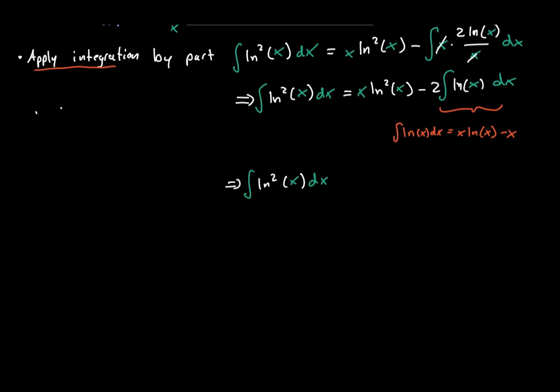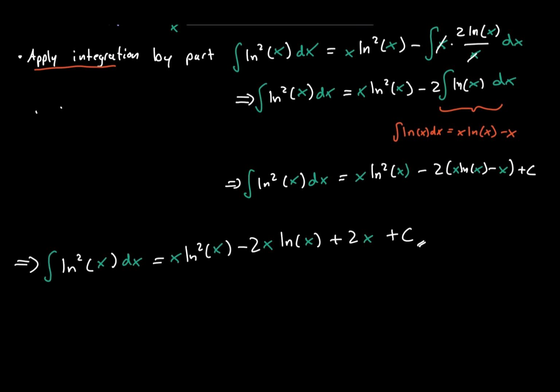Substitute that in. We get x natural log squared of x minus 2 times x natural log of x minus x. Now distribute the negative 2. That gives x natural log squared x minus 2x natural log x plus 2x. So the final answer is x natural log squared x minus 2x natural log x plus 2x plus c.